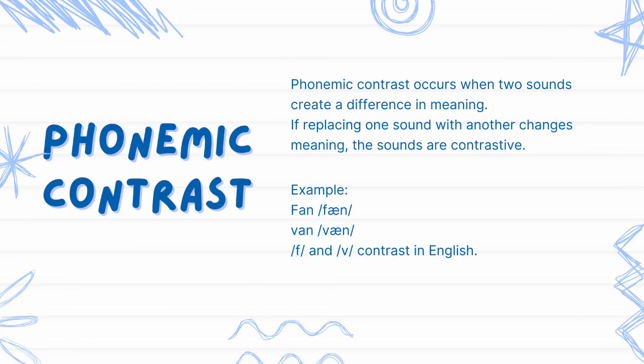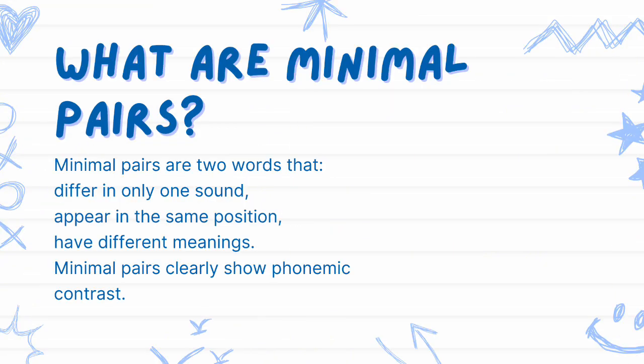Now let's move on to phonemic contrast. Phonemic contrast occurs when two sounds create a difference in meaning. This happens when changing one sound results in a different word. If replacing one sound with another changes meaning, the sounds are contrastive. A clear example is fan and van, where the contrast between F and V changes the meaning. This can be seen clearly in minimal pairs.